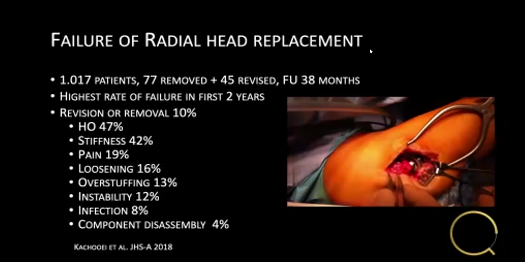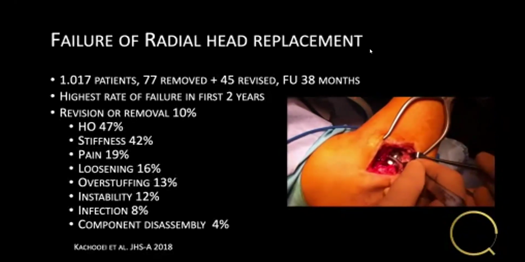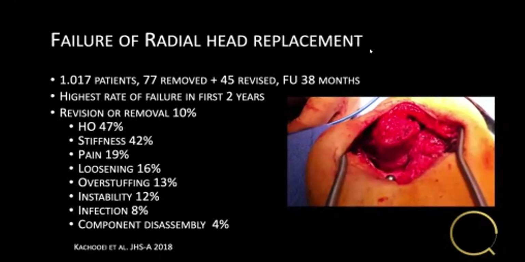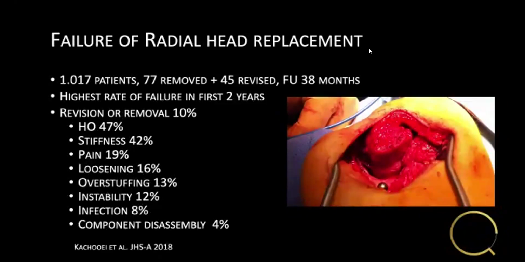In this review paper of over 1,000 patients, 77 had been removed and 45 had been revised after a follow-up of about 38 months. The highest rate of failure happened in the first 2 years, and 10% of these patients had been revised or removed. Main reason was HO, followed by stiffness, pain, loosening, overstuffing, instability, infection, and component disassembly.